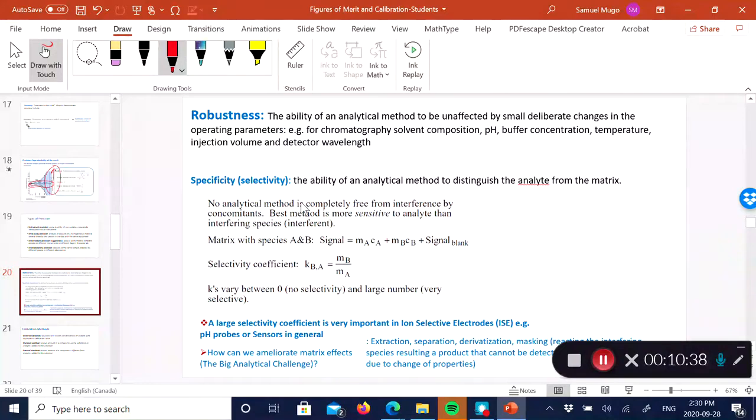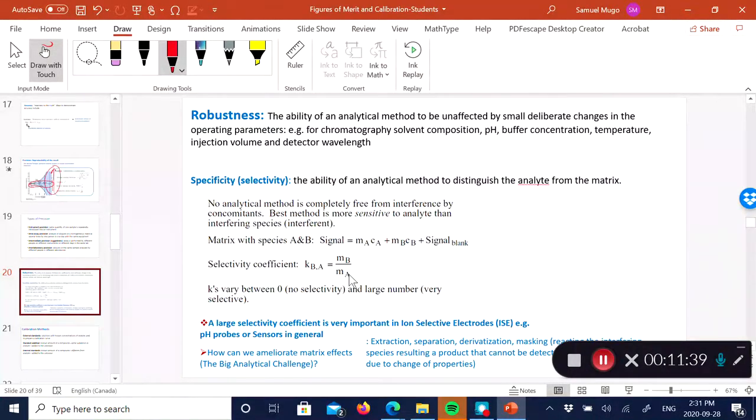Now, the other figure of merit is the so-called specificity. Sometimes people call it selectivity. This is the ability of the analytical method to be very specific in analyzing the analyte while being completely blind to the matrices. You quantitatively measure it using what they call the selectivity coefficient, where you get the slope of the interfering species, the B, divided by the slope of the analyte. Ideally, the selectivity coefficient should be very close to 0, because the instrument method should be almost blind to the B, and very selective to the A.